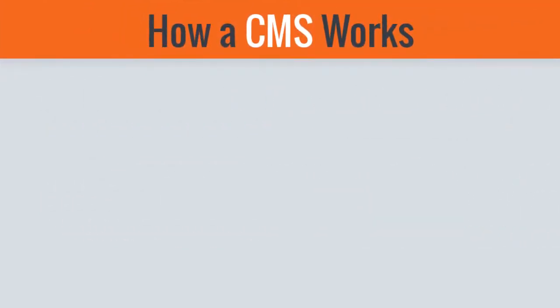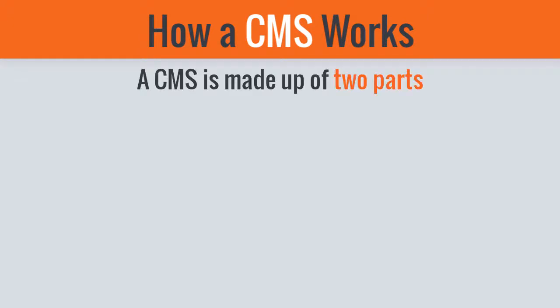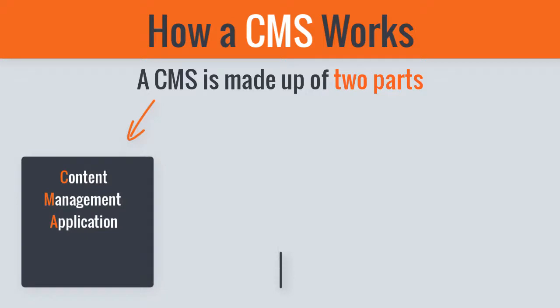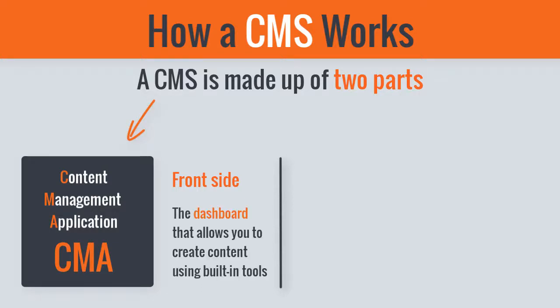To understand how a CMS works, we have to look at it as two parts that work together to produce a delightful experience for the user. And these two parts include a content management application, or a CMA, which is basically the front-end or front-facing graphical user interface that you interact with as you create and edit your website content. This is represented by a dashboard that provides you with several tools and utilities that you can select and do different things on your content.